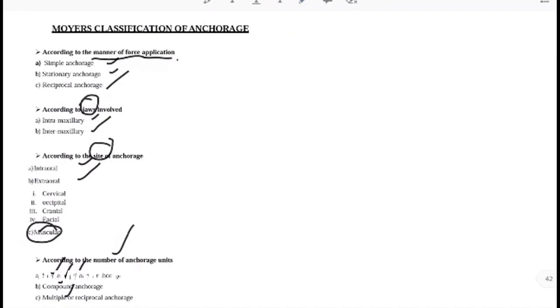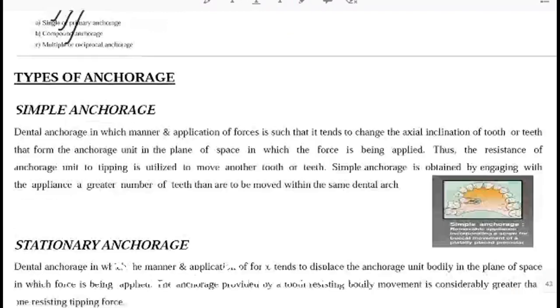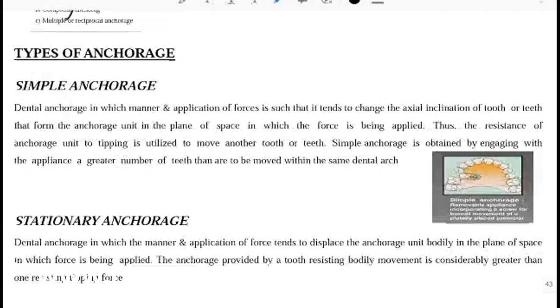Now the types of anchorage, starting with what? Simple anchorage. You have simple, stationary, reciprocal, intraoral, extraoral, muscular, intermaxillary, single, compound, and multiple. These many anchorage types you have. Starting with simple anchorage, what is a simple anchorage?